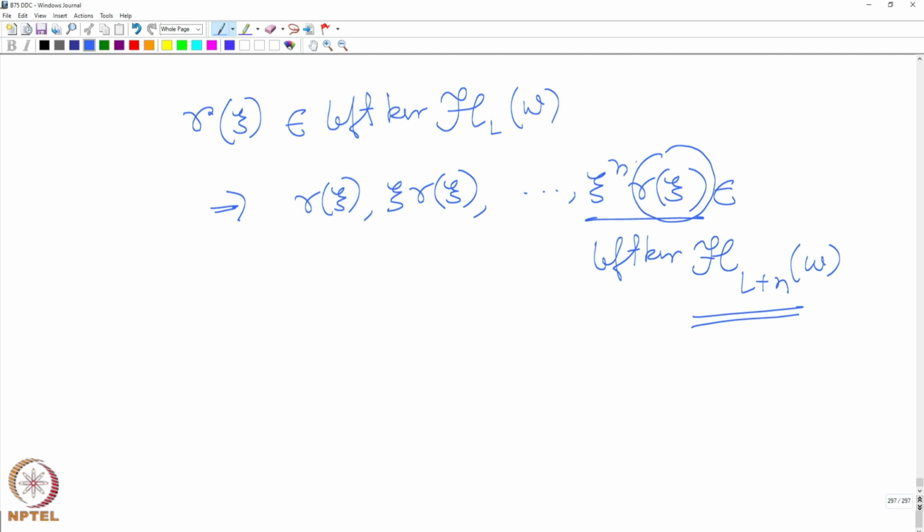When you multiply by xi to the n, the degree can go only up to n l plus n, not more than that. So therefore that way also it matches. Yeah, I hope you understand. This is happening because of that shifting property, right?